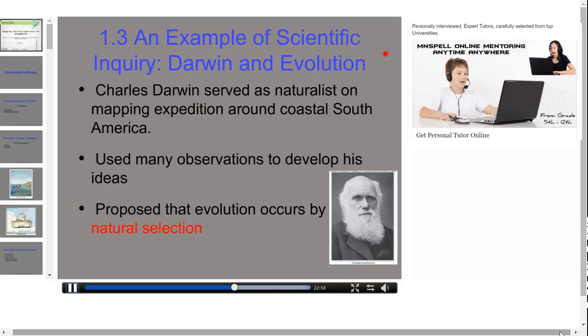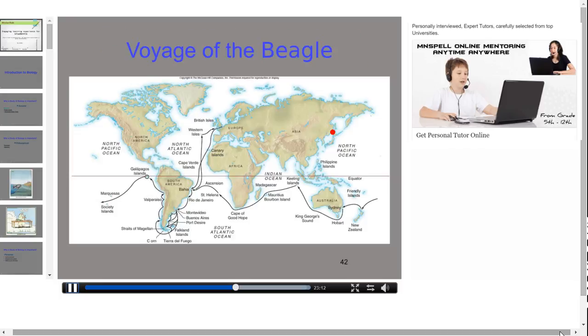An example of the scientific method was Darwin's evolution. Charles Darwin was a naturalist on a mapping expedition around coastal South America, and he made many observations to develop his ideas, and he proposed natural selection. He observed birds in the Galapagos with longer and harder beaks, and he found out that those birds were from a particular area where there were stronger nutshells, so the birds developed a harder beak to crack them.